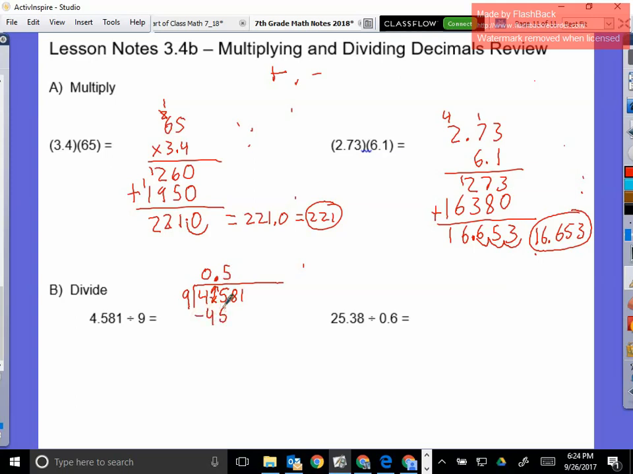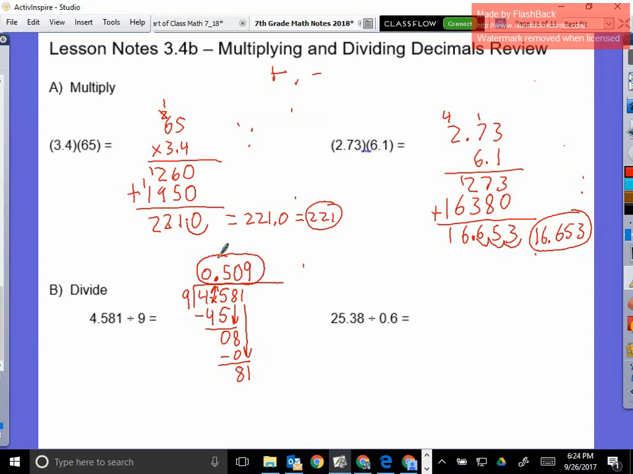9 times 5 is 45. Do your subtraction. You're going to have a 0. Bring down your 8. Okay. 9 goes into 8 0 times. Okay, so we're just going to put that 0 right up there. Let's see, 9 times 0 is 0. You can do this subtraction step if you want to. Bring down the 1. 9 goes into 81 9 times. All right. There's my answer. No decimal point to move. We're just going to leave it just like that. 0.509 is going to be my final answer for that division problem.